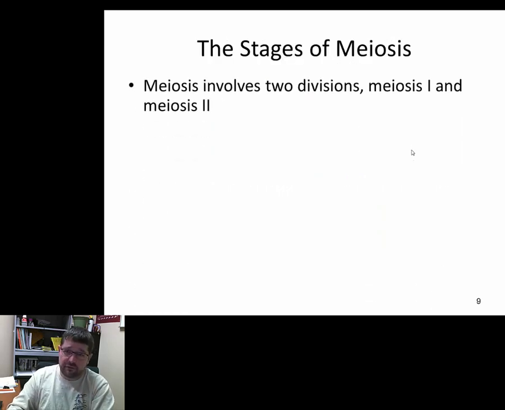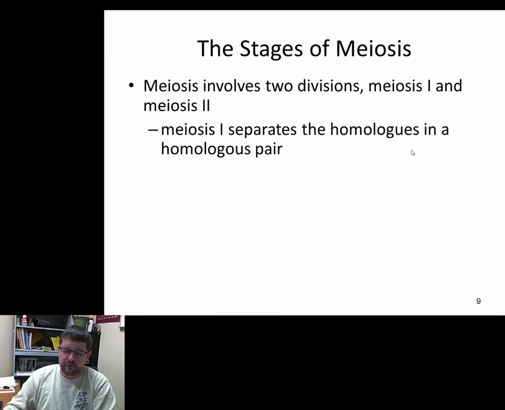All right, so let's look at the stages of meiosis. Meiosis occurs in two different stages. There's two different main divisions. We have what we call meiosis 1 and meiosis 2. Now, I'm going to overview the whole thing real quick, and then next lecture I'm going to talk about meiosis 1 in detail, and then the lecture after that I'm going to talk about meiosis 2 in detail. So first, meiosis 1 separates those homologous chromosomes.